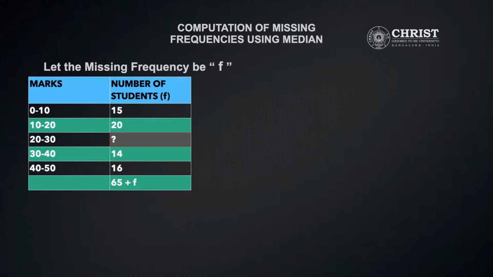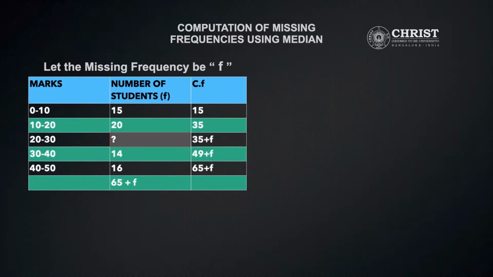We will take the cumulative frequency values. So the first value will be 15, next 15 plus 20, 35. Next is 35 plus F because that value is not known. Next is 35 plus F plus 14, 49 plus F. Next is 16 plus 49 plus F, meaning 65 plus F. Now it is given in the question that median is 24.